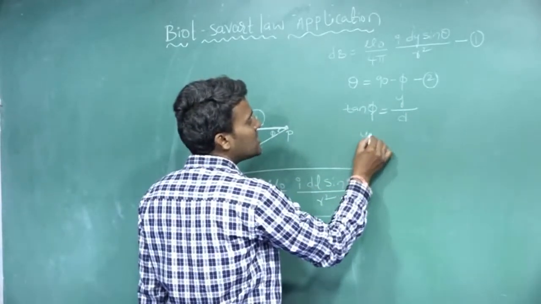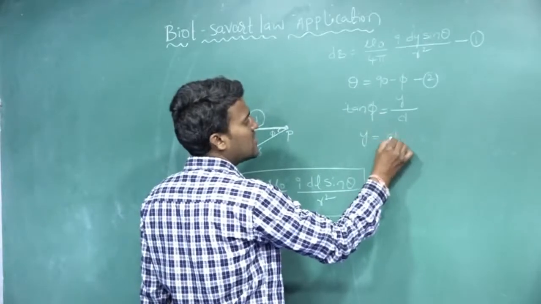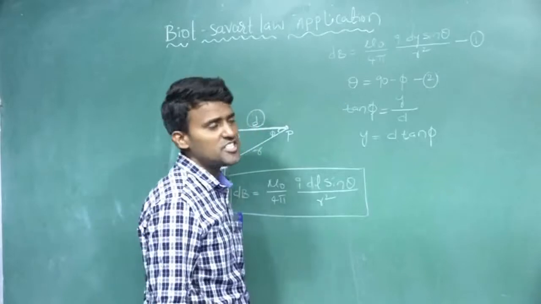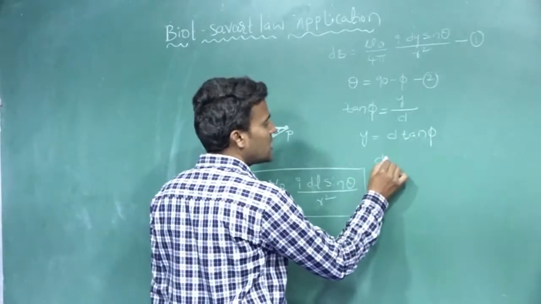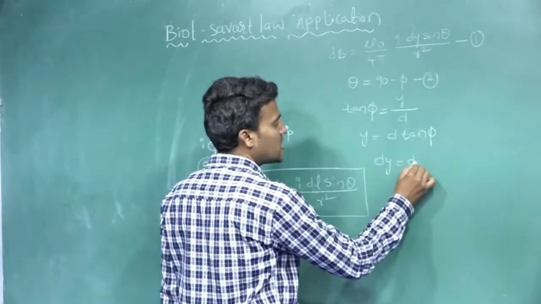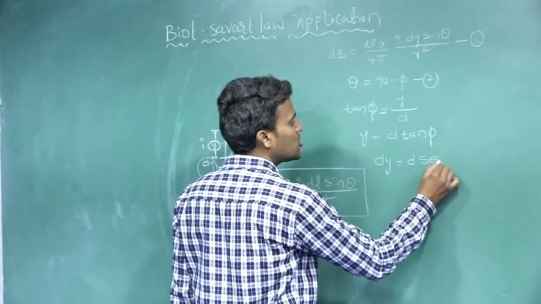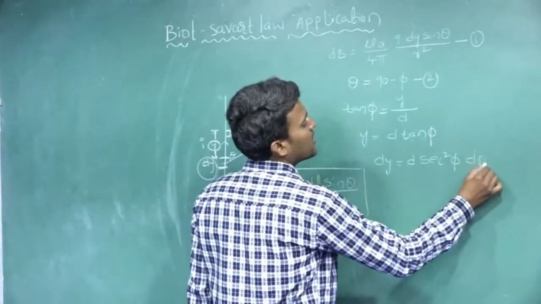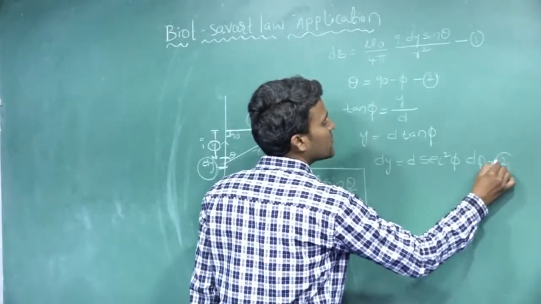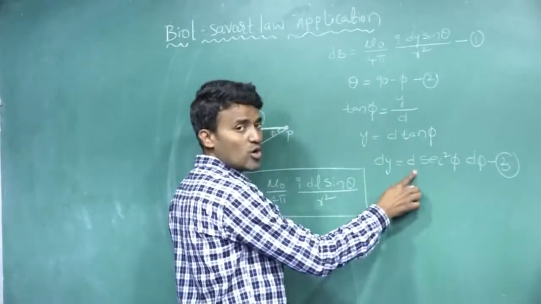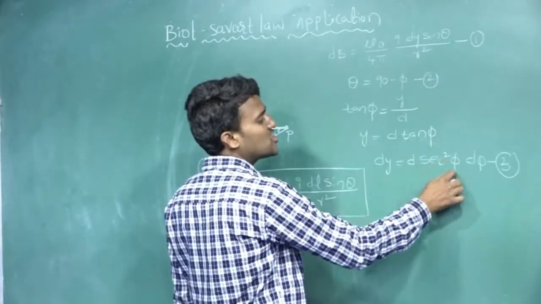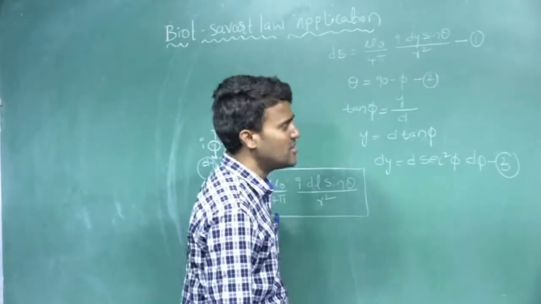Now y is equal to D tan phi. Now differentiate this equation. dy is equal to D into sec square phi d phi, that is equation number 3. D is a constant, the differentiation of tan phi is sec square phi, and the differentiation of phi is d phi. That is equation number 3.